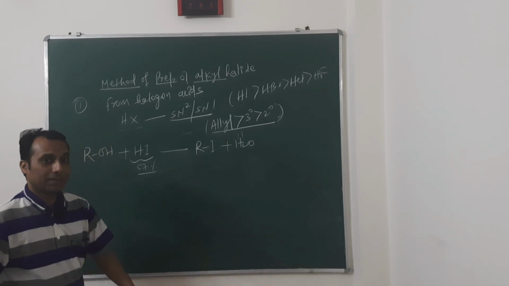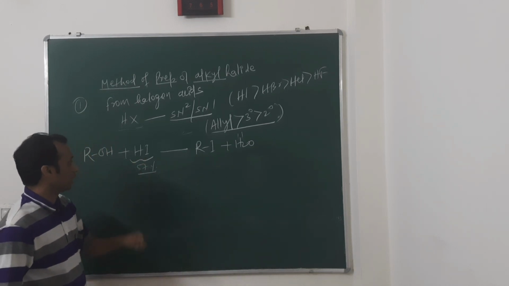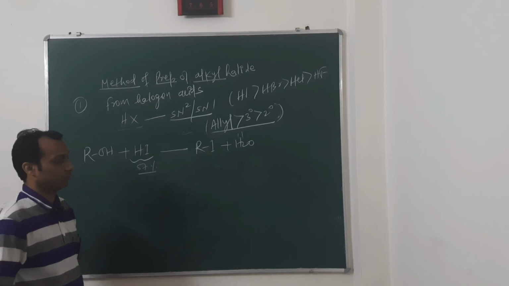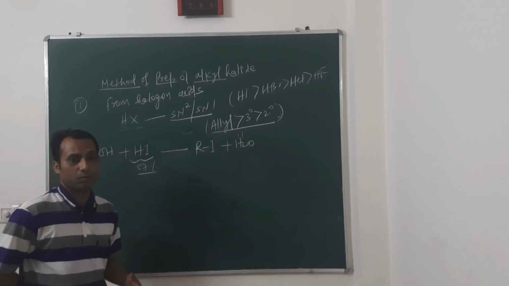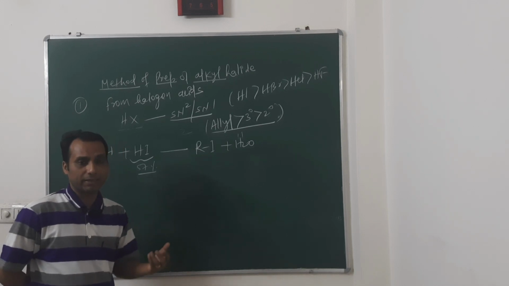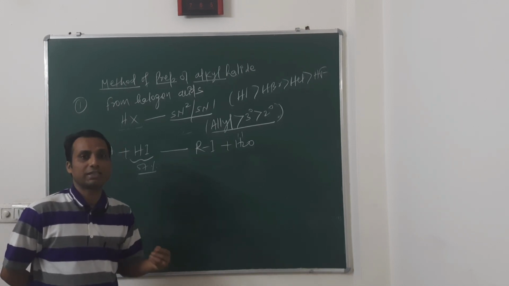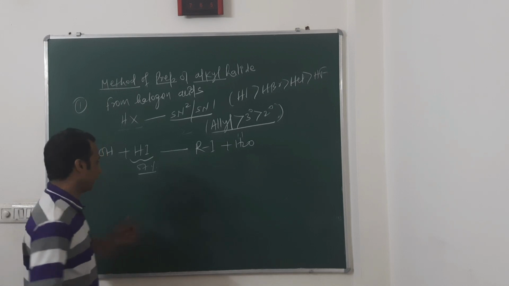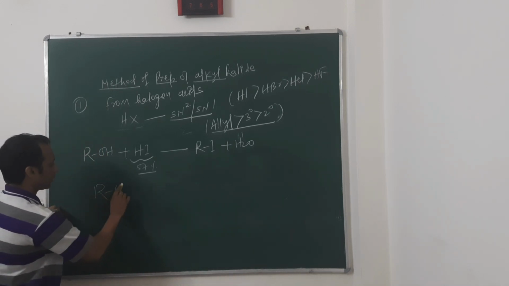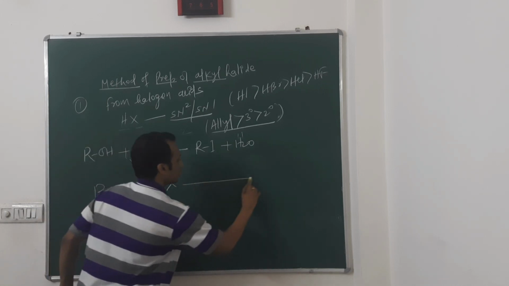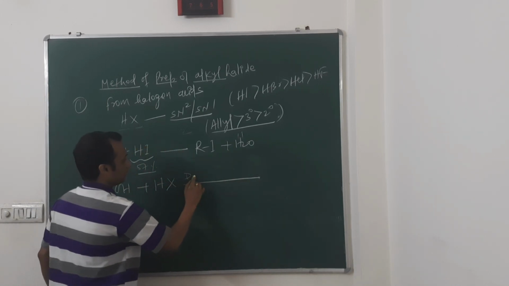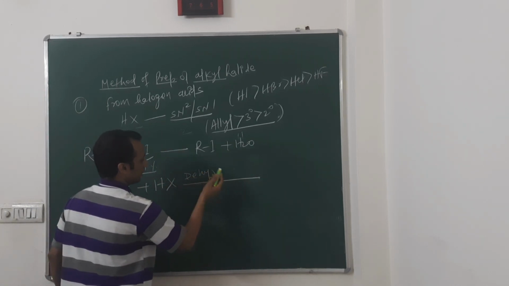Now the question is, sir, if we take HI, that simply will form this, correct? But as you know, usually when we take the halogen acid with alcohols, we take a dehydrating agent. When ROH, students, we take the HX, correct? We always use the dehydrating agent.